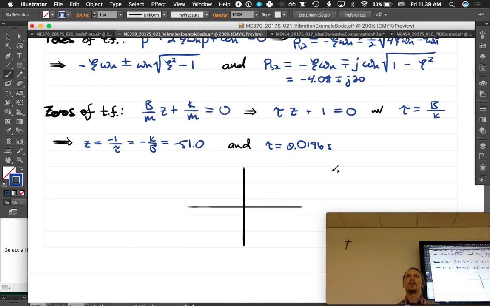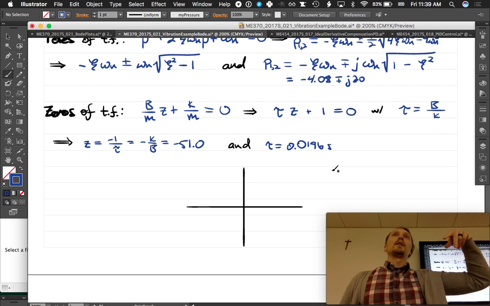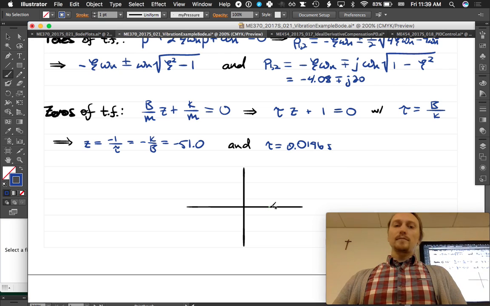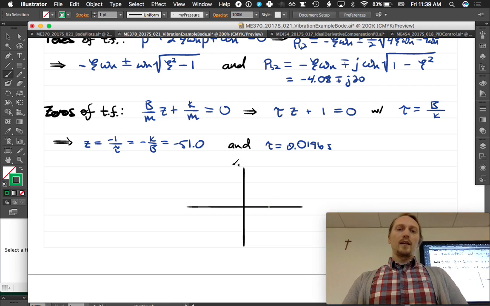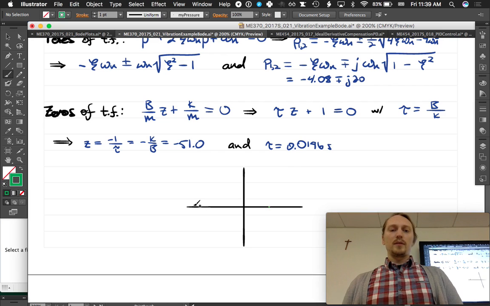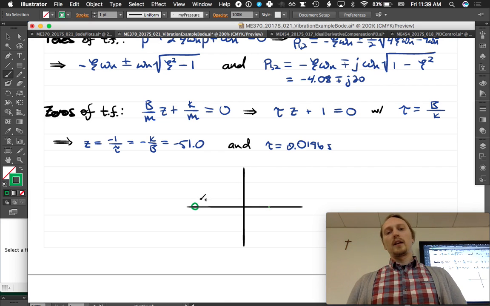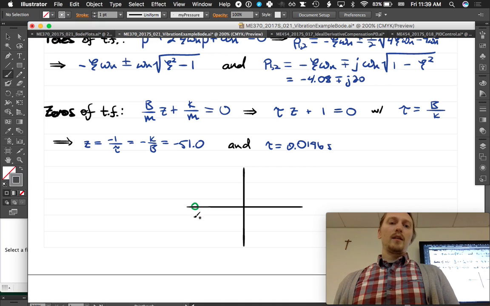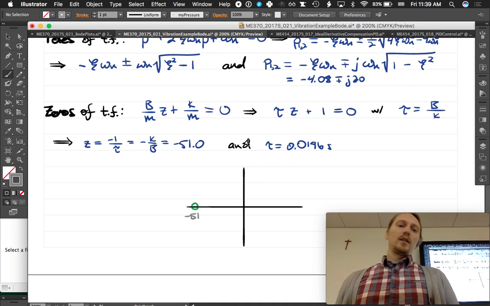So now we've got to plot our poles and zeros. We have 2 poles and 1 zero. We have to put them on this plot. Now, the zero is easy because it's all real, right? It's at negative 51. So we'll put the zero out here at negative 51. And I'd prefer a different color for that. Ooh, gray. Yeah, I think gray. Negative 51.